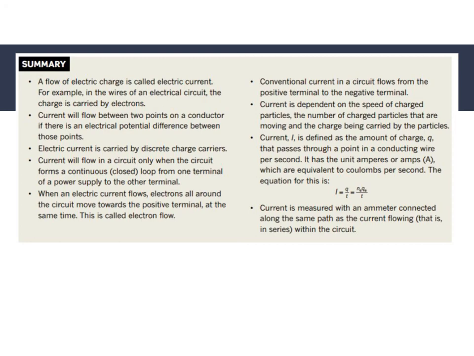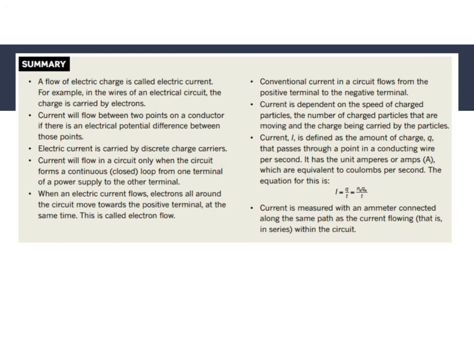Current is carried by discrete charge carriers. Current will flow in the circuit only when the circuit forms a continuous closed loop. We spoke about the loops having to be closed, otherwise there's a build-up of charge and repulsion forces in the other direction. When electric current flows, electrons move towards the positive terminal, and this is called electron flow. It's the opposite direction to conventional current flow, which flows in the opposite direction, as we spoke about.